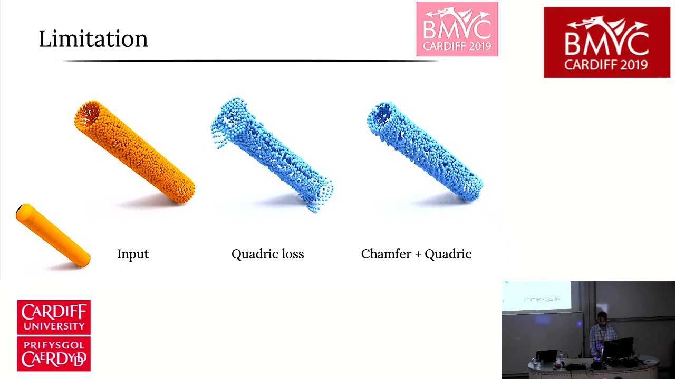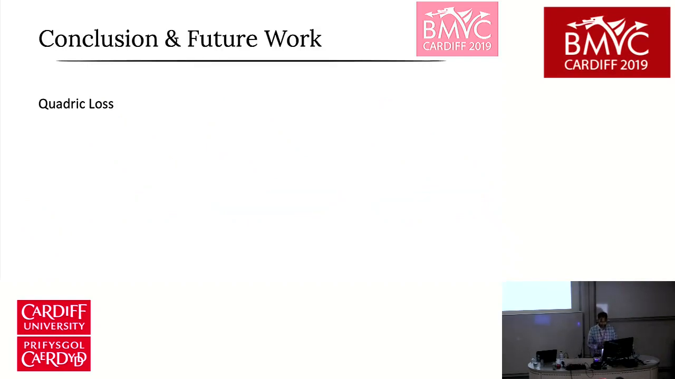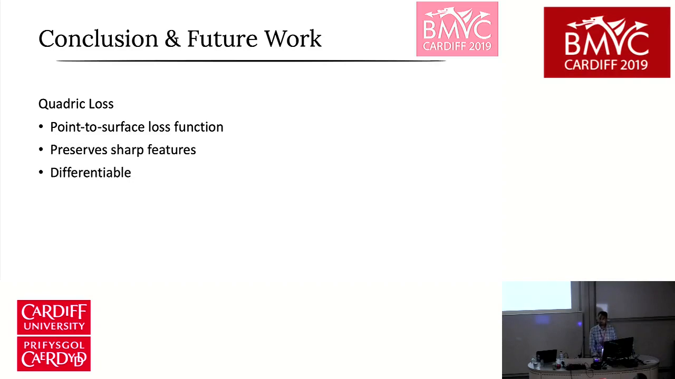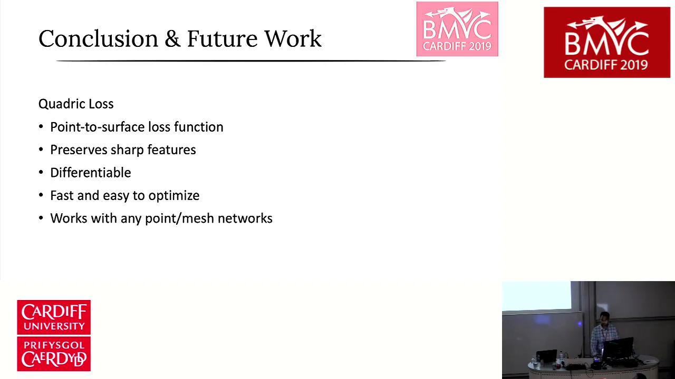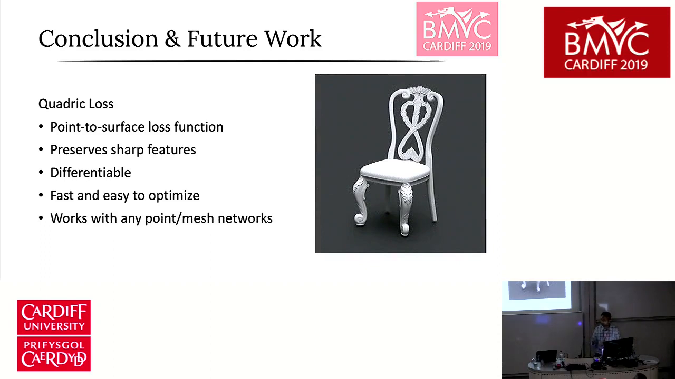which preserve point distribution. So to conclude, in this work, we propose quadric loss, which is a new point-to-surface-based loss function, which preserves sharp features as it penalizes displacement of points in the normal direction. It's fast, differentiable, and easy to optimize. And it can be used for any mesh or point-based networks. Now, although quadric loss in practice performs quite well, it's just a step towards reconstructing high-fidelity meshes.